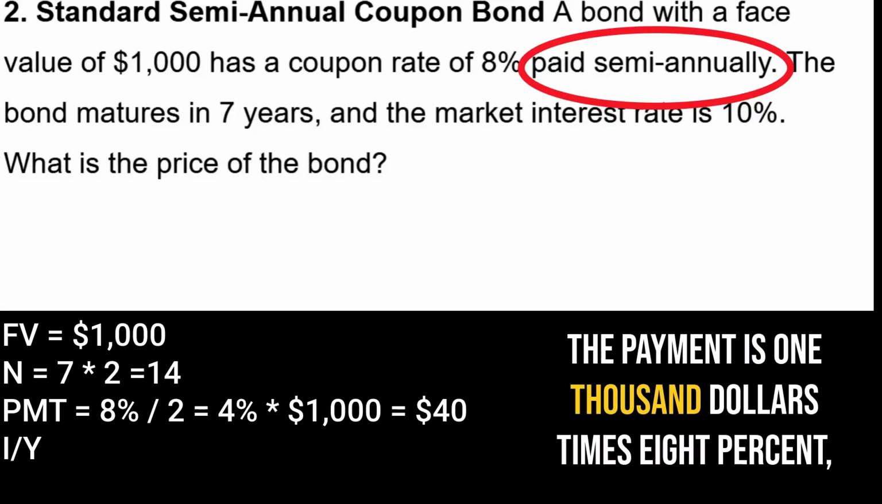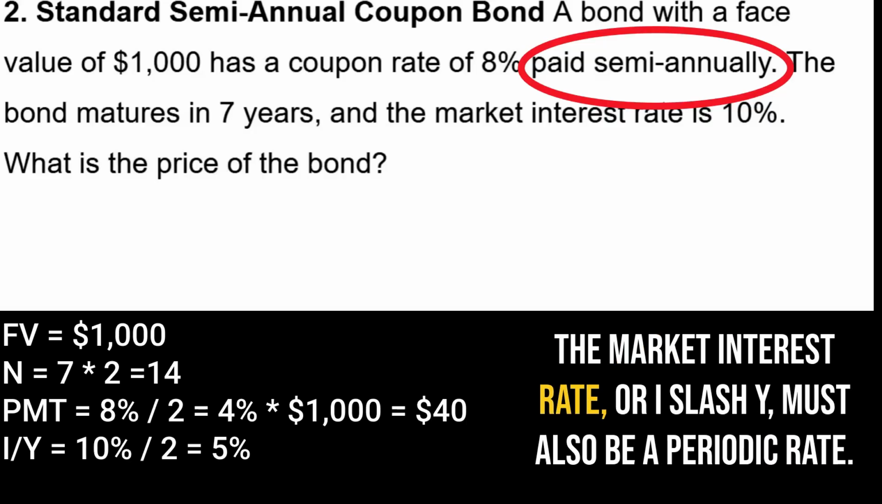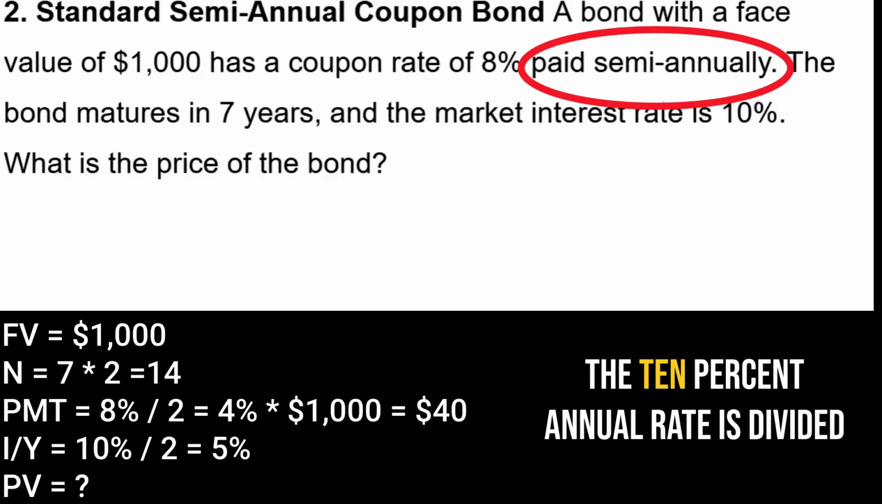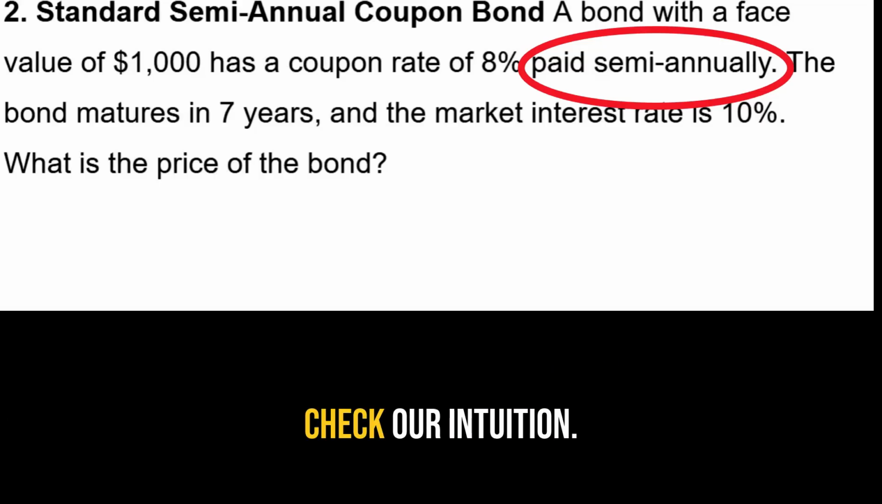The payment is $1,000 times 8% divided by 2, which equals $40 per period. The market interest rate, or I/Y, must also be a periodic rate. The 10% annual rate is divided by 2, giving us 5% per period. An important tip. Let's check our intuition.